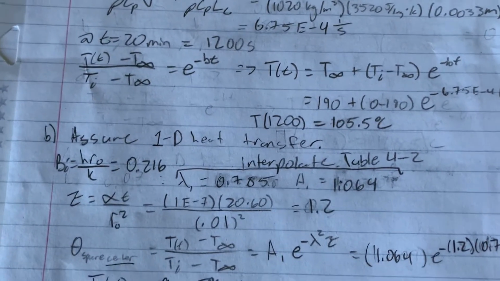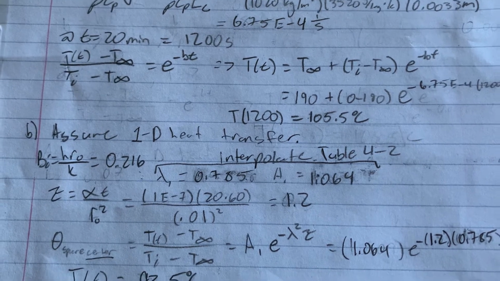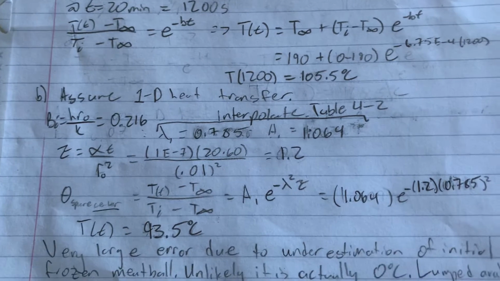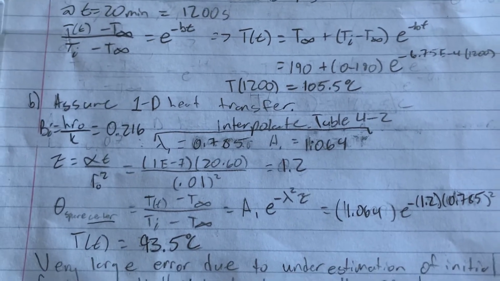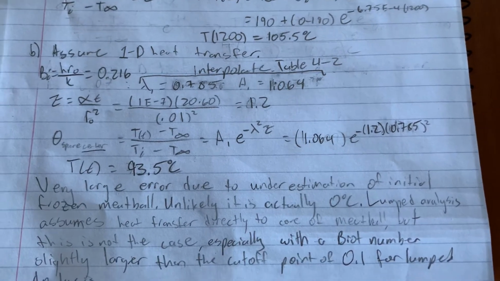Celsius, which seems a little high, so we're going to assume 1D heat transfer. Solve for a Biot number, which is in fact larger than 0.1, which means lumped analysis could not have been used. And we can interpolate table 4-2 to find lambda and A values.